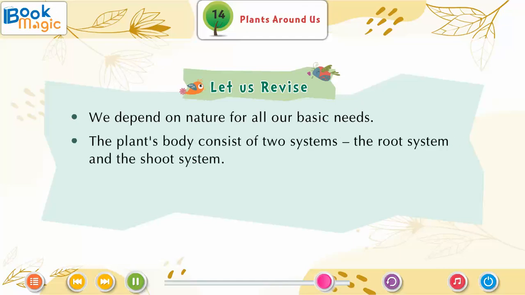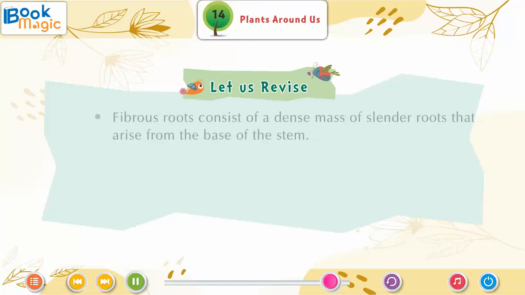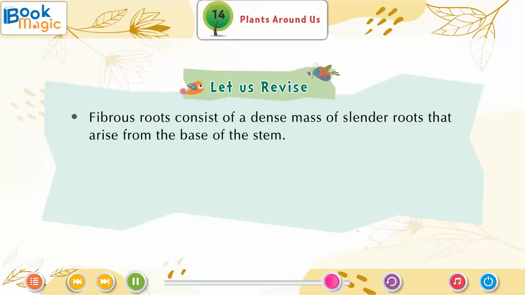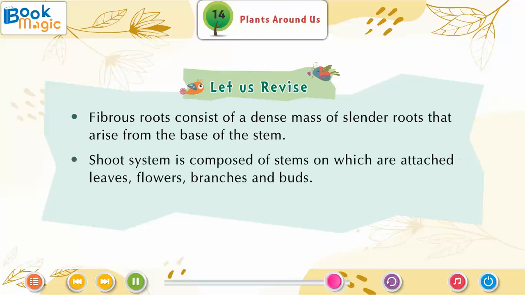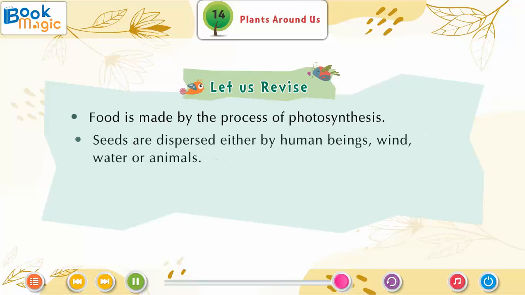The plant's body consists of two systems, the root system and the shoot system. Tap roots are also important adaptations for searching water and minerals from deep within the soil. Fibrous roots consist of a dense mass of slender roots that arise from the base of the stem. Shoot system is composed of stems on which are attached leaves, flowers, branches and buds. Stems store food for the plants. Food is made by the process of photosynthesis.